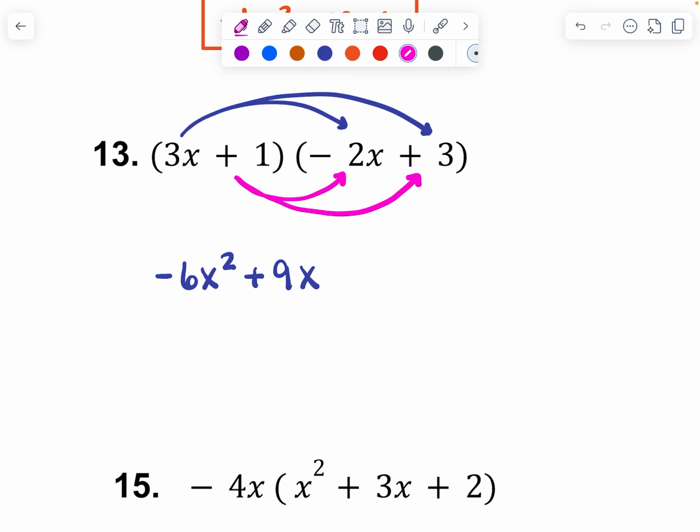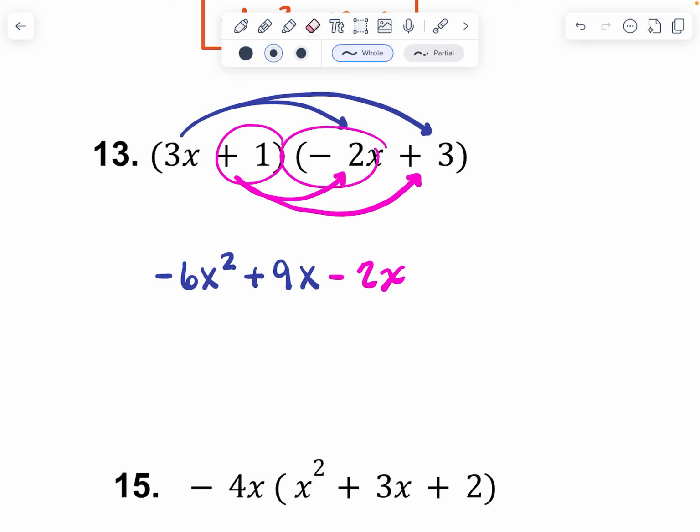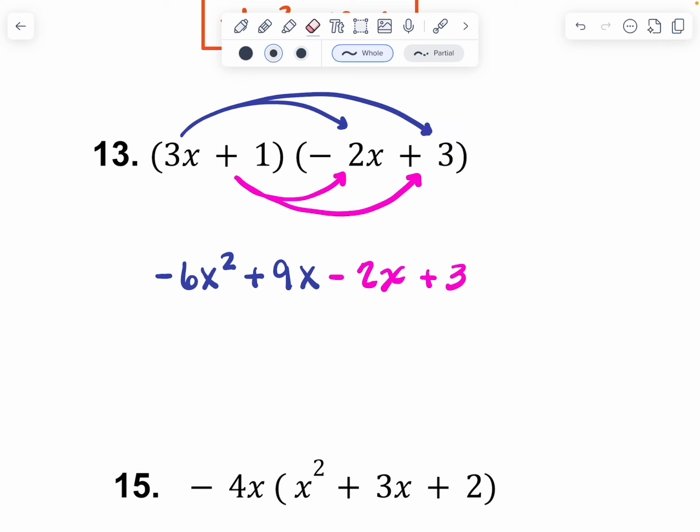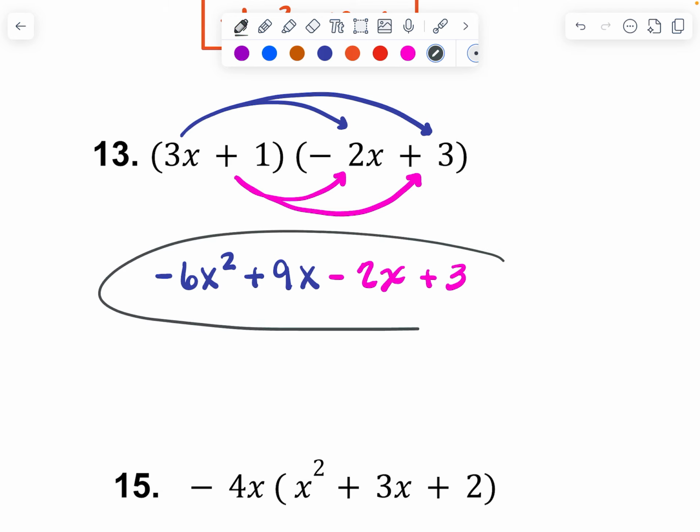All right, and that's it for the 3x. Now we have to distribute the 1. Positive 1 times negative 2x gives me negative 2x. All right, and then we have to multiply the positive 1 times the positive 3, which gives us plus 3. Again, we are multiplying to get rid of the parentheses. And now you'll notice we have no parentheses left because all the multiplication has been done.